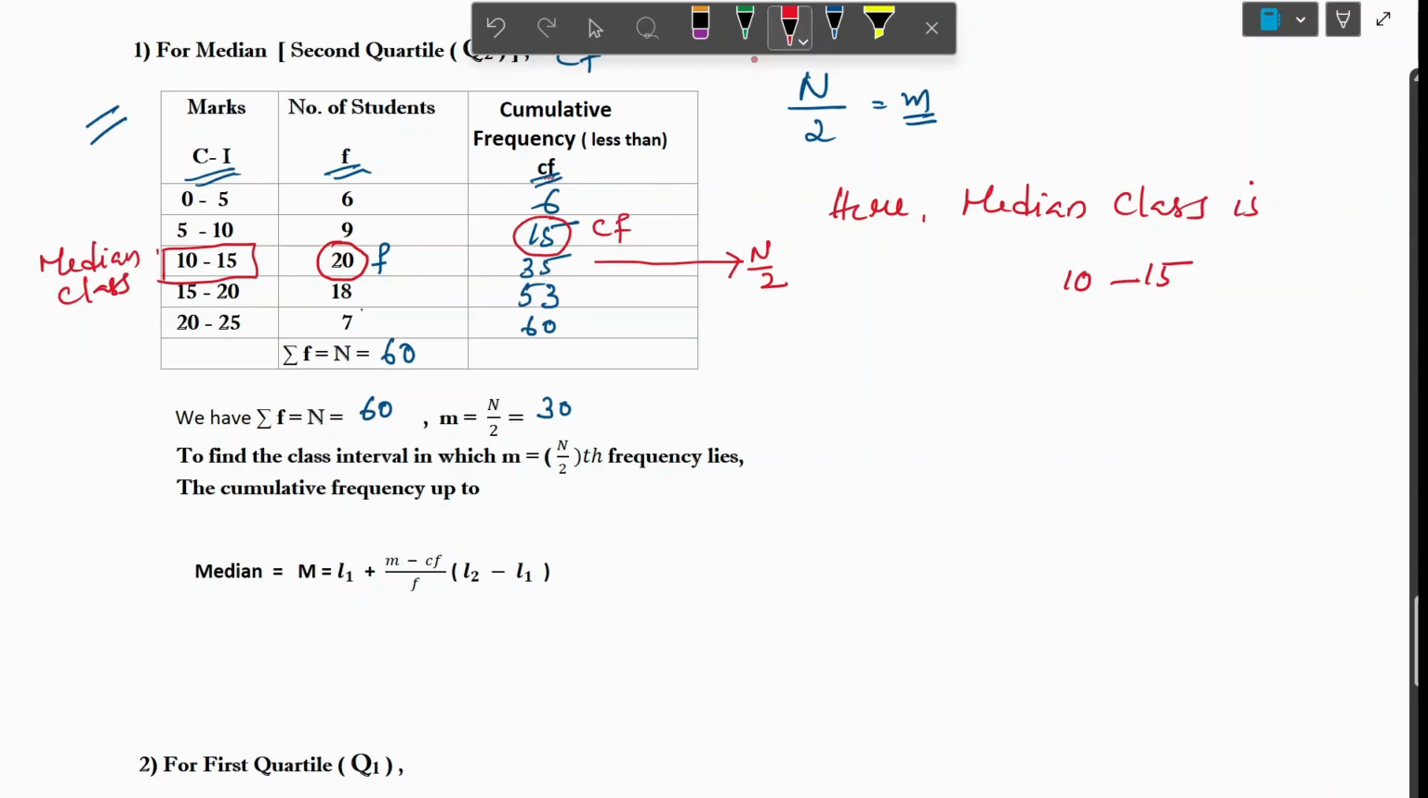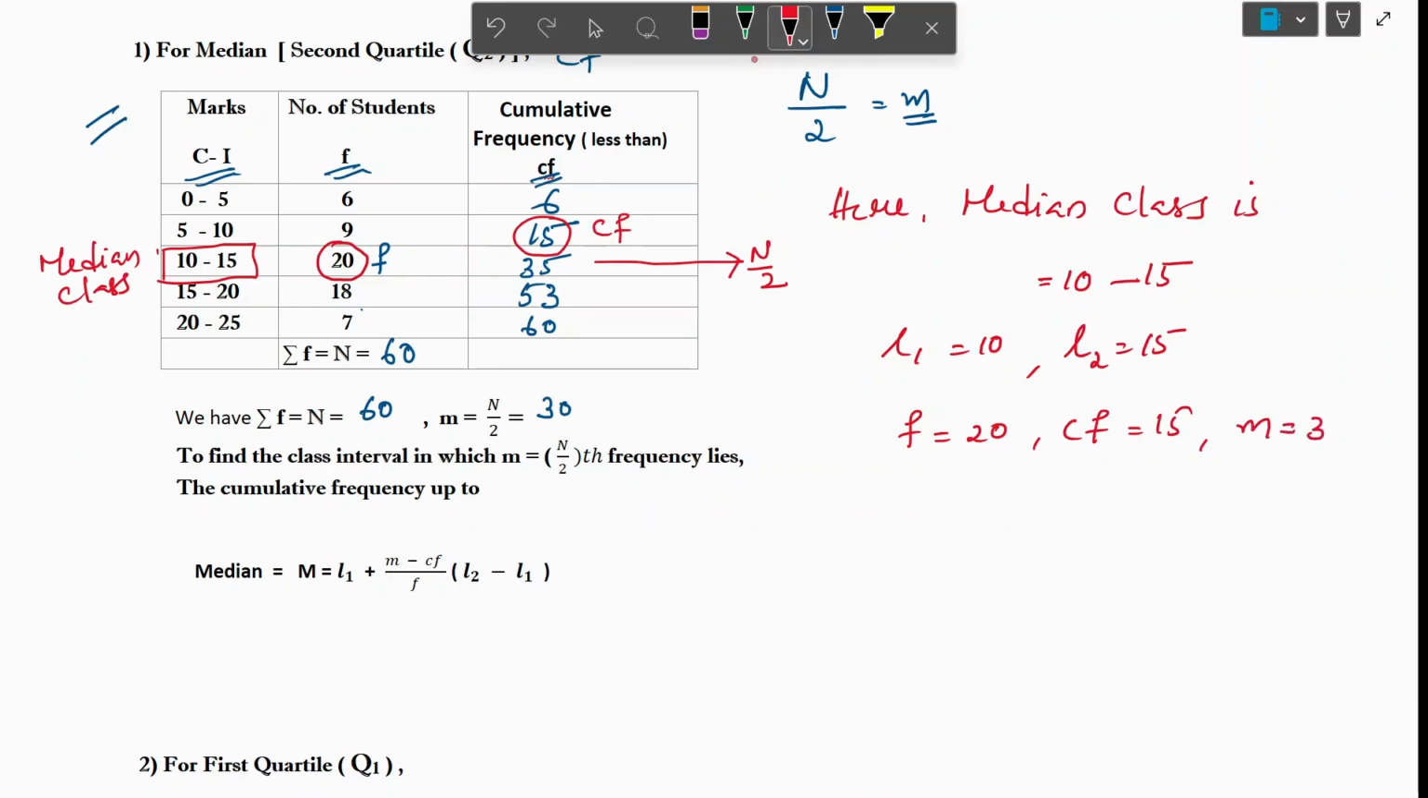Correct. Next we will write 10 to 15. L1 that is 10 and L2 that is 15. Lower class lower limit 10 and upper limit 15, and then F is 20 and CF that is 15, and you need one more value that is small m. You already calculated m is equal to 30. Then we are going to write the formula.